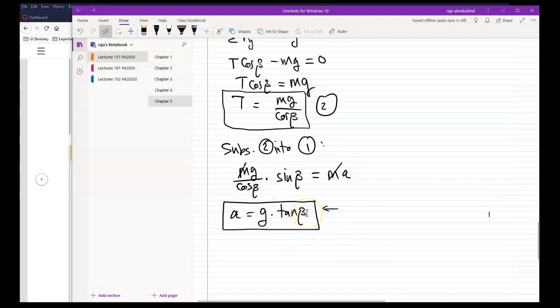Tangent 45, which is equal to 1 times 9.8, so your acceleration is 9.8, and at 0, you get 0, so there's no acceleration. Okay, that's simple. You can just plug it in and get the answer. Okay, good.